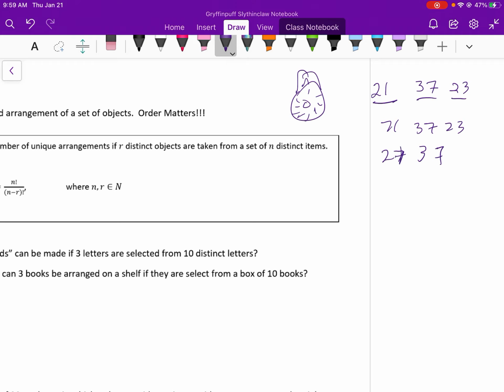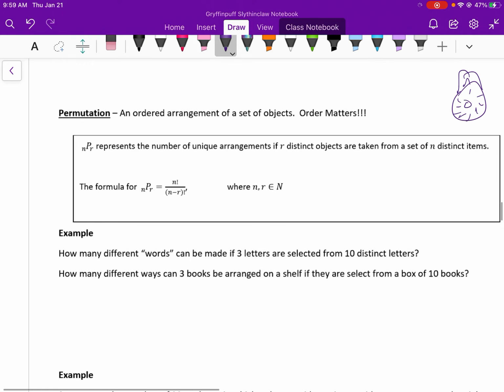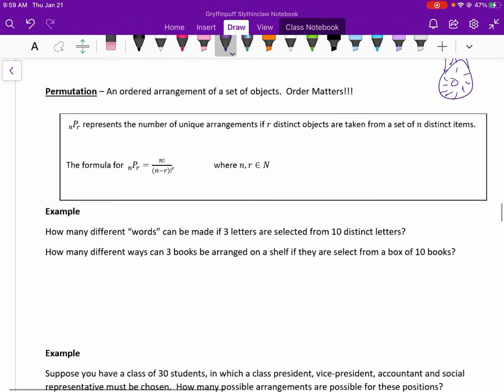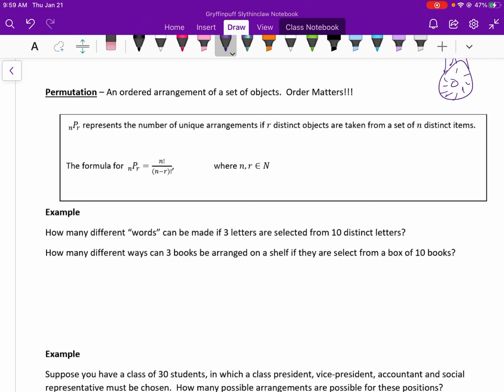That's a permutation. Order matters. A combination would be, if it were a true combination lock, you could enter this, or 21, 37, and 23. Order wouldn't matter for your objects. Anyways, that was a long ramble, but that's a permutation and a combination.